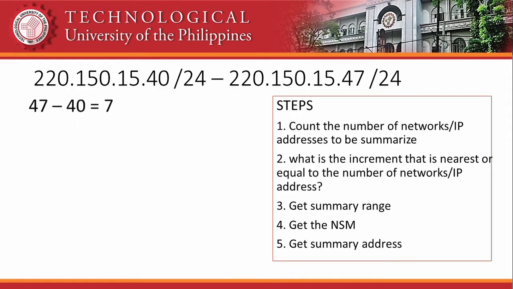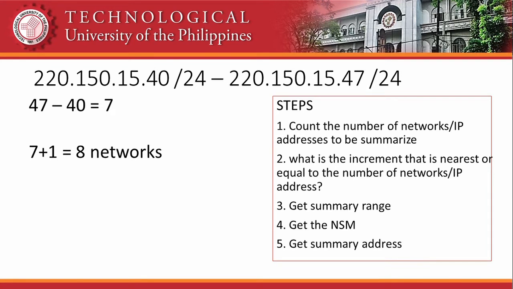Okay, so we are going to supernet a classy network address. First step is to count the network addresses. In counting the network addresses, kailangan muna natin hanapin which octet yung may change in value. And then, i-minus natin yung larger value sa lower value. In this problem, yung fourth octet yung nagbago. So, 47 minus 40 is equals to 7.